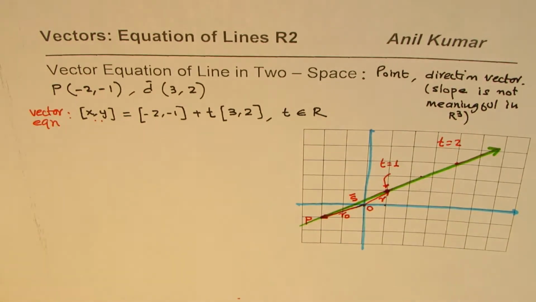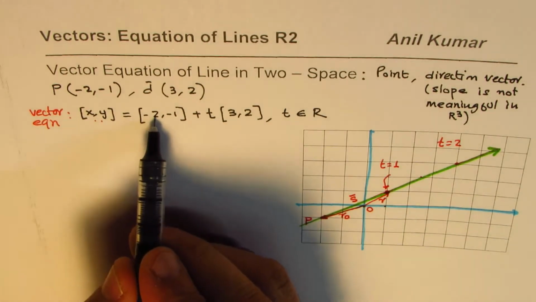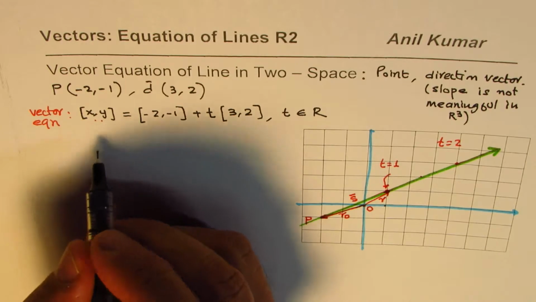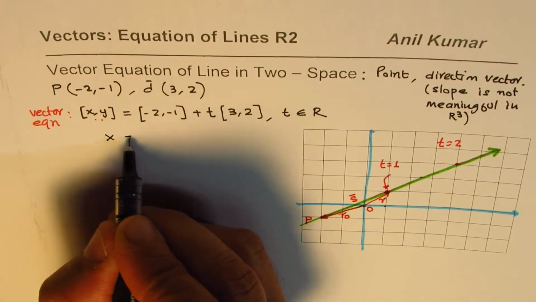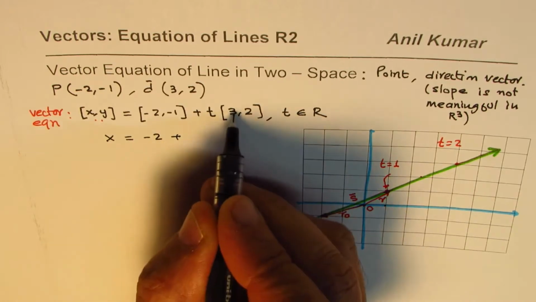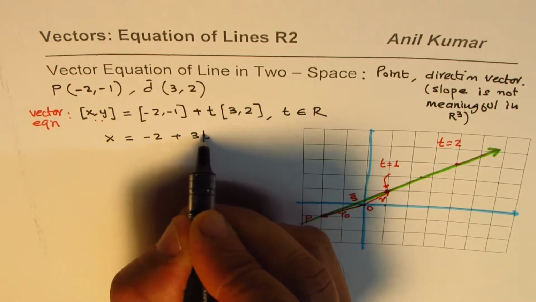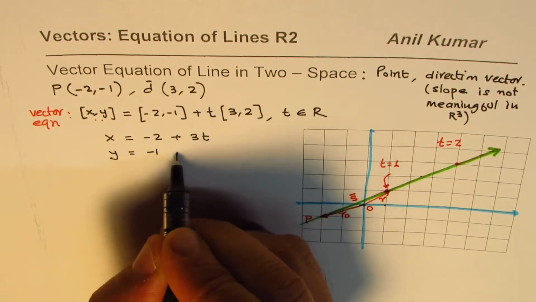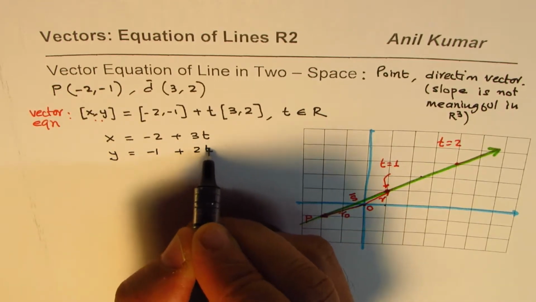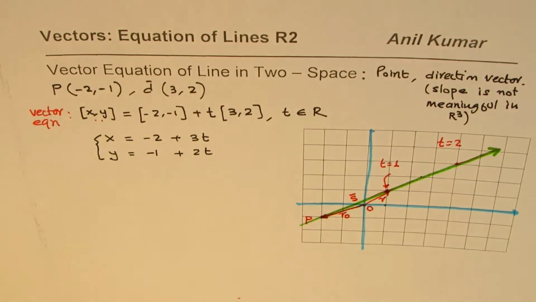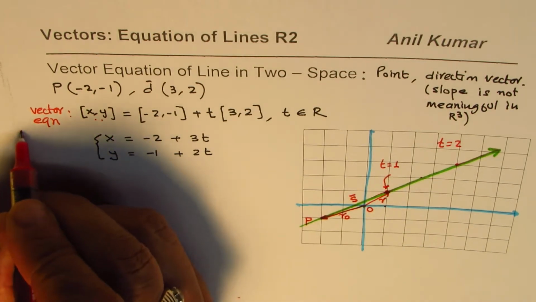Now here, these are your x parts, these are your y parts. So we could have written this equation as x equals minus 2 plus 3t, and y equals minus 1 plus 2t. Now the combination of these two also represents the same equation, and this combination is called the parametric equation.